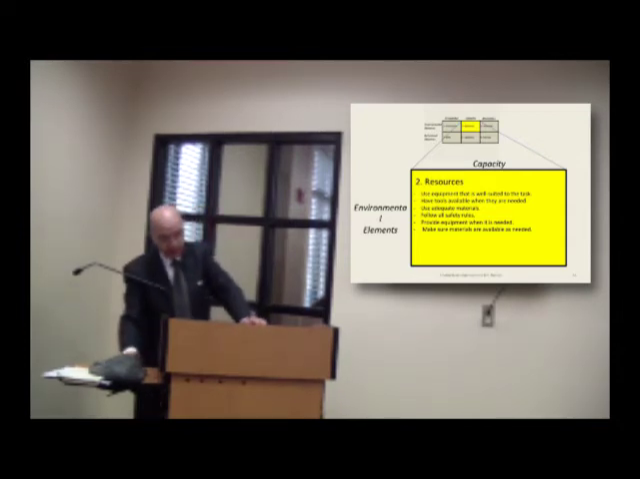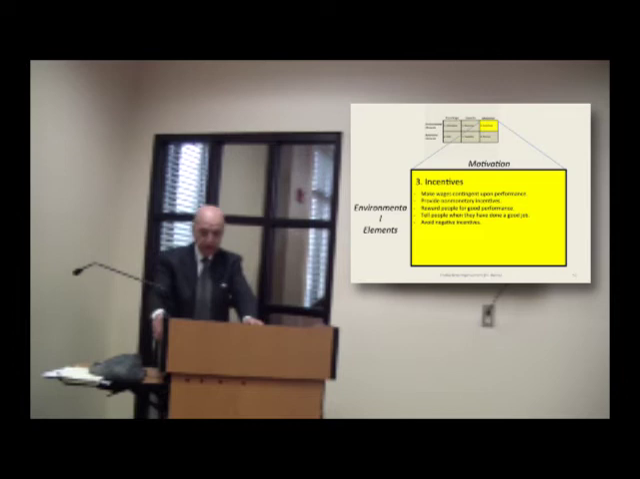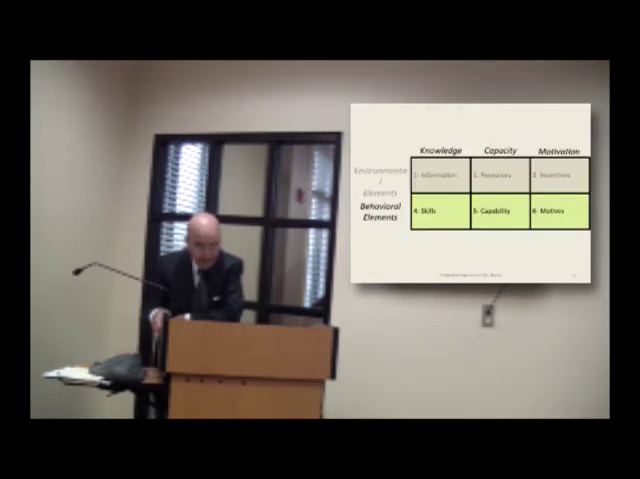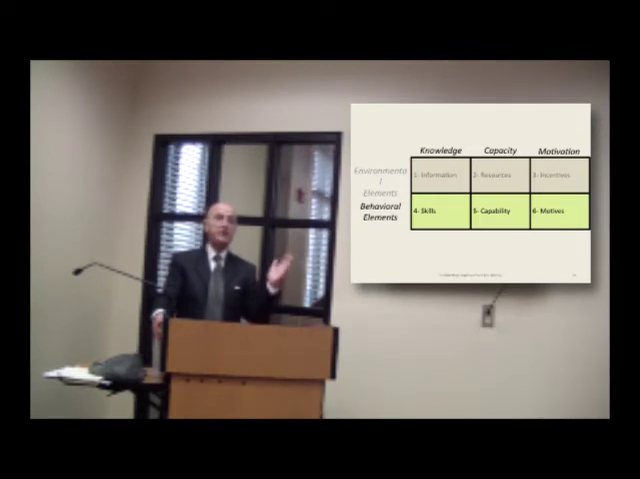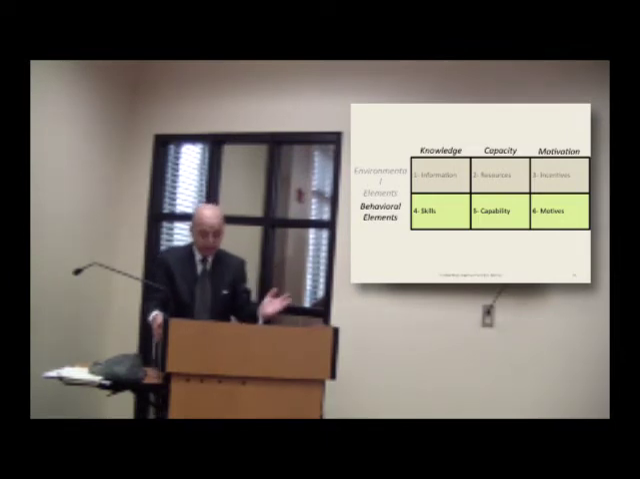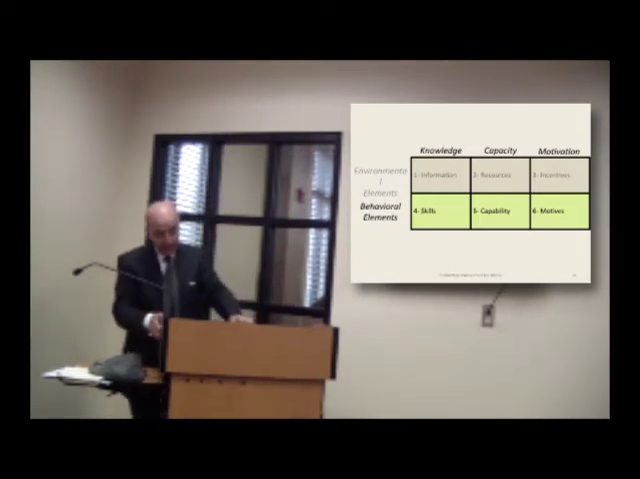Now let's look at the incentive. Make wages contingent upon performance. Provide non-monetary incentives. Reward people for good performance. Tell people when they have done a good job. Avoid negative incentives. Now let's look at the behavioral elements that distinguish between the exemplar and the average. We have the skill, we have the capacity, we have the motives.